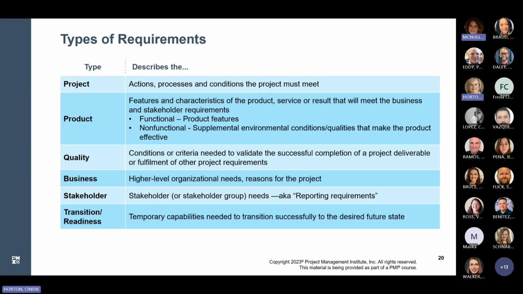Stakeholder requirements usually are reporting requirements necessary, especially for external stakeholders. Maybe you have a project that is heavily regulated, or has some regulatory implications. Transition or readiness requirements are those to ensure the result can be used effectively by the customer, right? Releasing functionality through controlled introductions and then general availability, for example. So these are the main types of requirements. Others can include systems and other legal or contractual requirements.